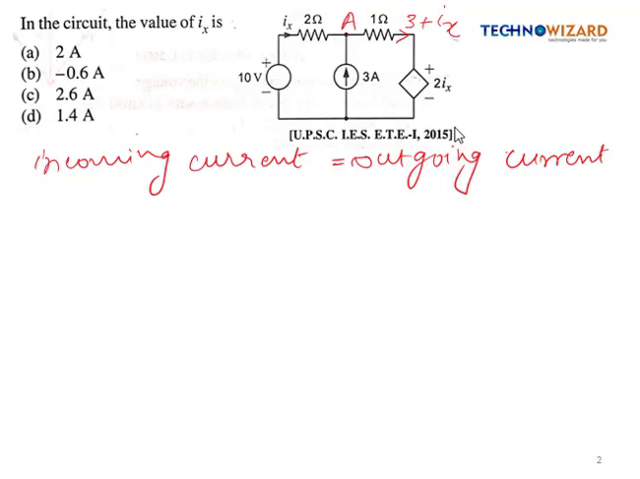Now we will apply the KVL in the outer loop, because we can't apply the KVL in this loop as we don't know the voltage across the current source, right? So that's why we will apply the KVL in the outer loop. So let's write the KVL equation. Basically we are starting from here.